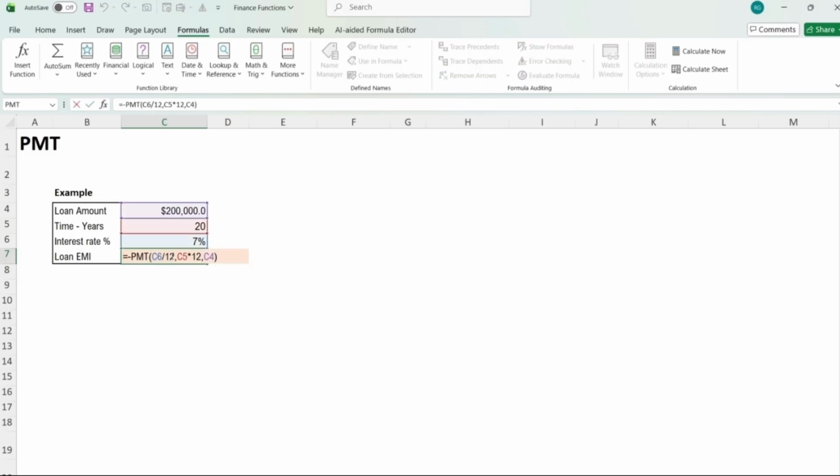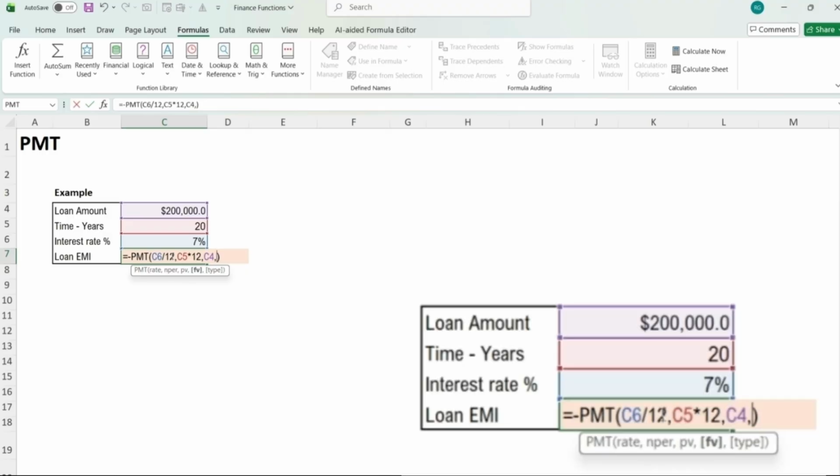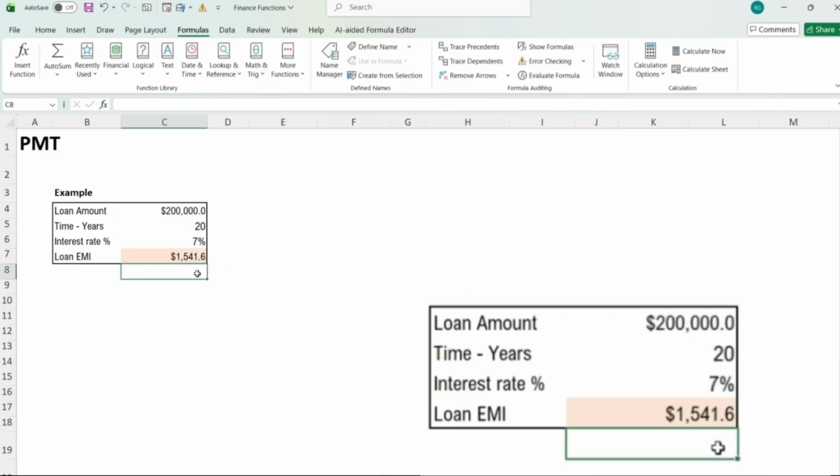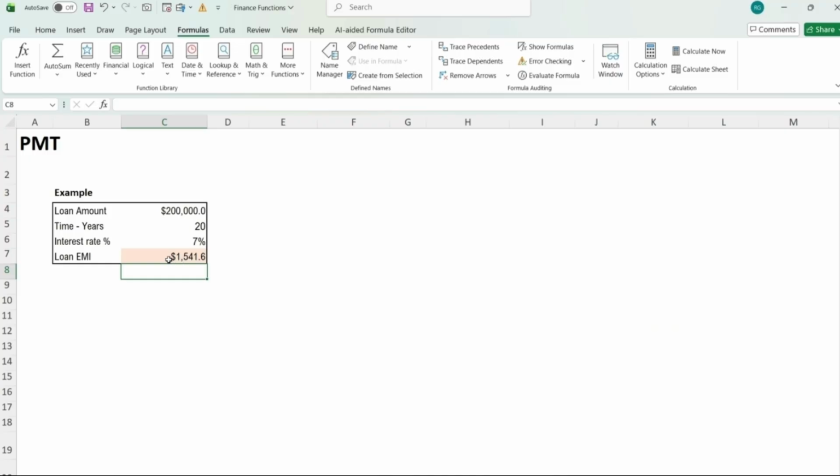So, let's see what happens if we pay the EMI at the beginning of the period. For the fourth input, which is future value, we can leave it blank or enter 0, assuming that the full value of the loan will be repaid in 20 years. And for type, we will enter 1 if the EMIs are paid at the beginning of the period, and then enter. So we see that the EMI amount has reduced from 1550 to 1541.